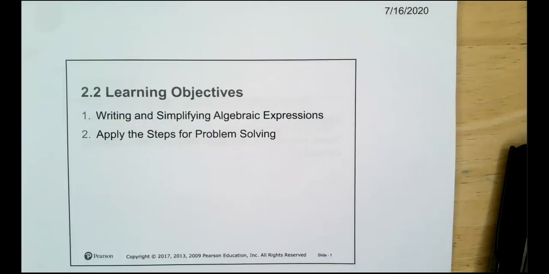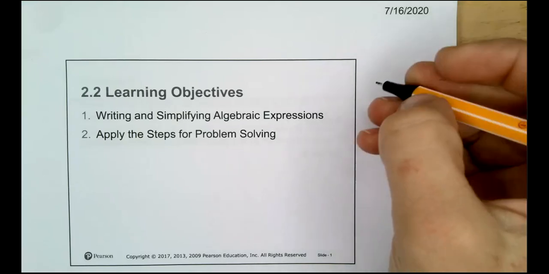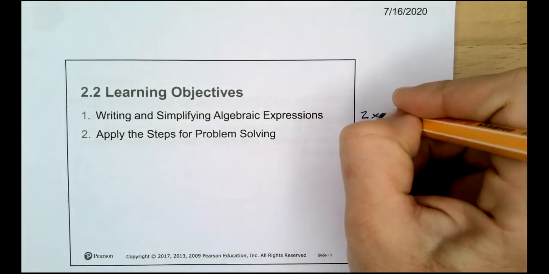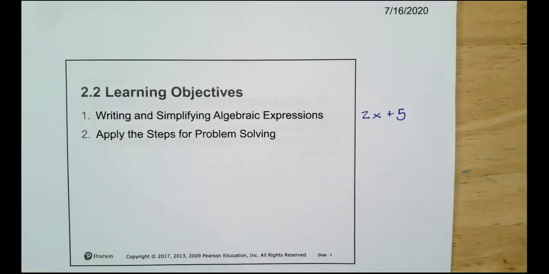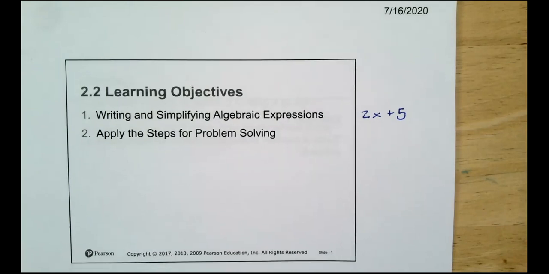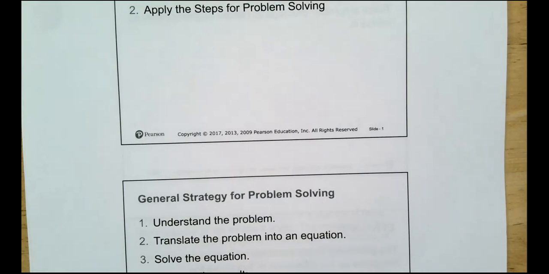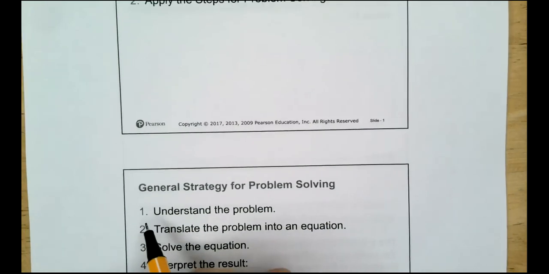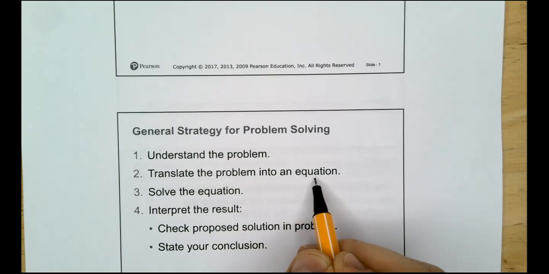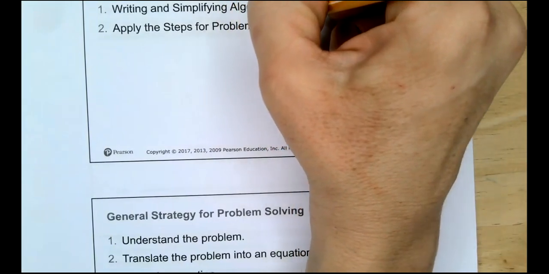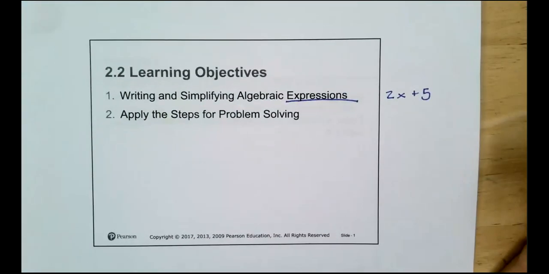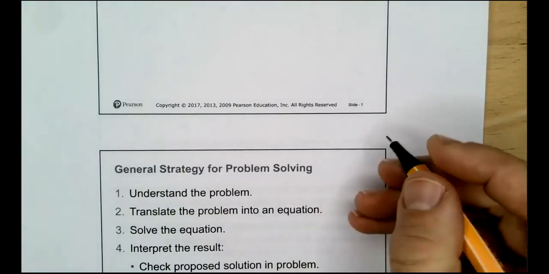What do we mean when we say expression? An expression is something like 2x plus 5, okay? It's not yet a problem that we can solve because it doesn't equal anything. So when we are talking about problem solving, we need to first understand the problem, then work on translating the problem into an equation. So if we have 2x plus 5, that's actually called an expression because there is no equal sign. If you have an equation, that means you have an equal sign.